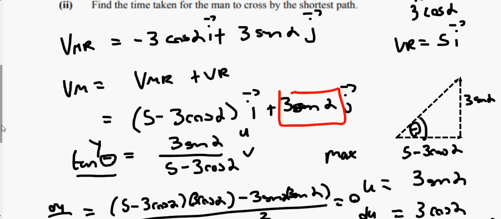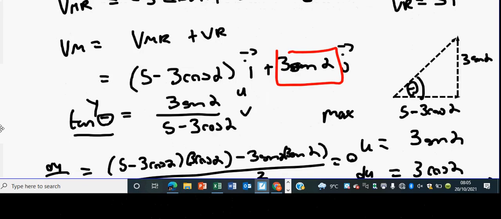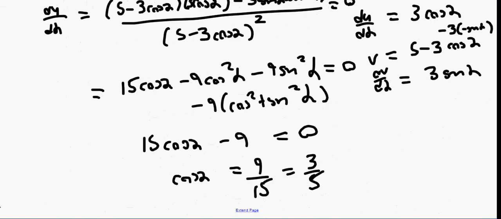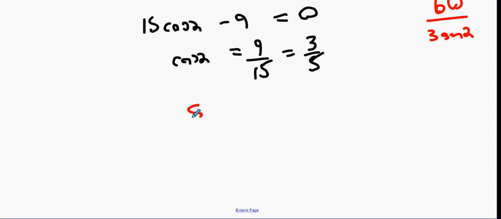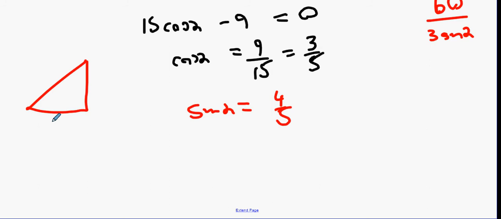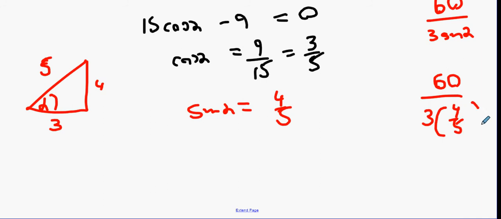So I'm going to say 60 divided by 3 sine alpha. Now, if cos alpha is 3 over 5, I can guarantee you sine alpha is 4 over 5. Why? 3, 4, 5, Pythagoras theorem to get the 4, so sine alpha will equal 4 over 5. 60 divided by 3 times 4 over 5, and what do we get there? Anybody? 25 seconds.